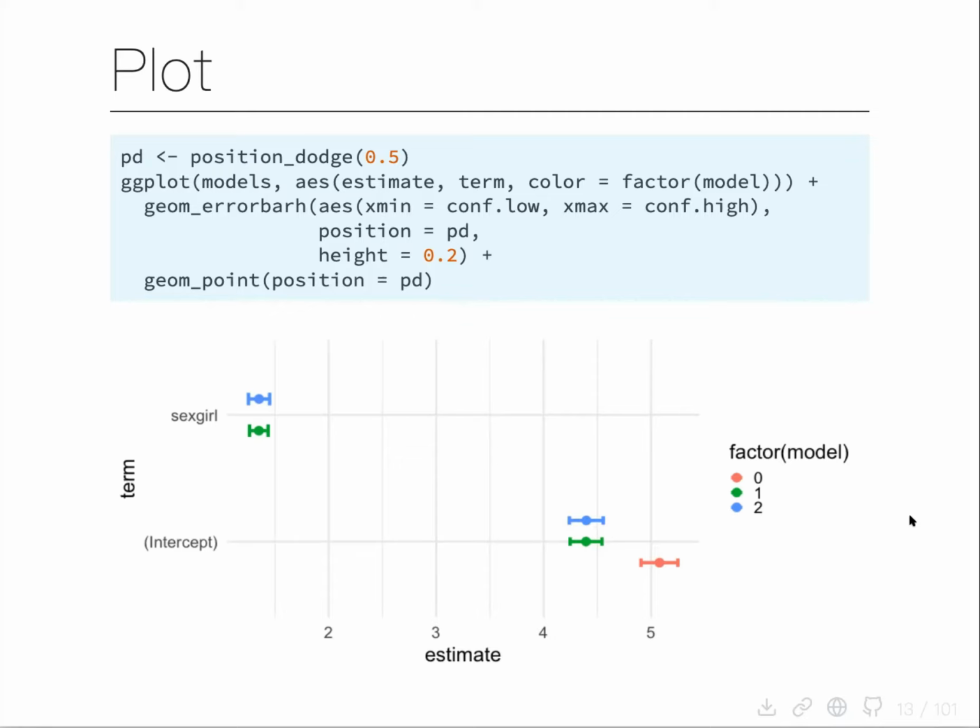Okay? And what we're doing here is just looking at how the intercept, in this case, changes across models. So for model 0, it's up here. And then for model 1 and 2, they're basically identical. Sex girl was only in model 1 and 2, right? And that is here. When it says sex girl, the thing that we actually modeled was sex, but it only had two levels, which were boy and girl. So this is the coefficient when sex equals girl. Okay? Questions on that?